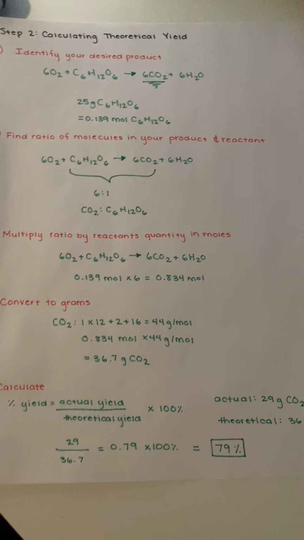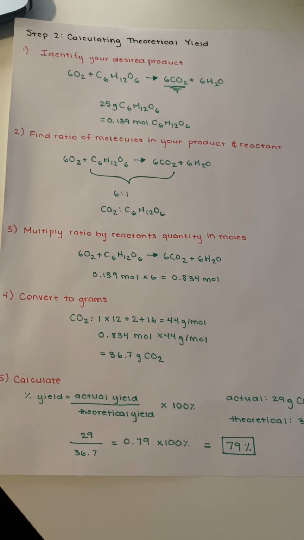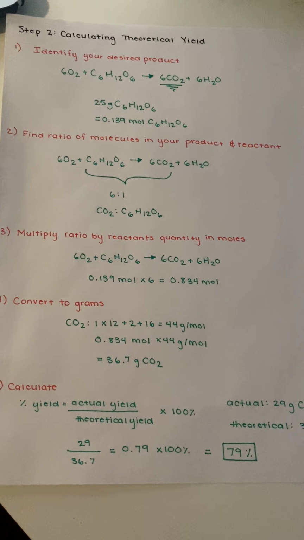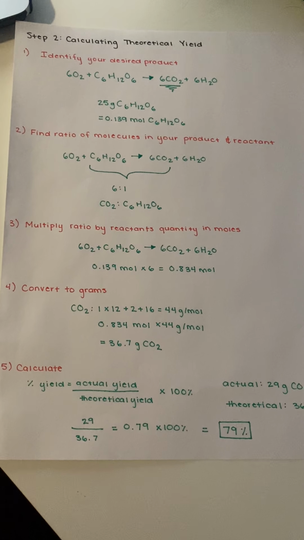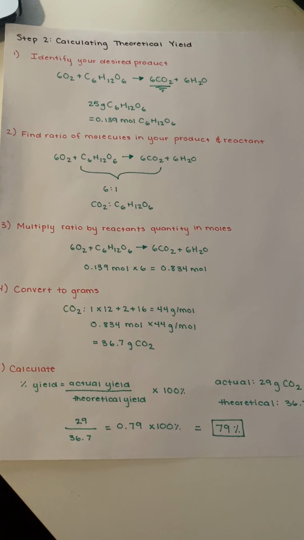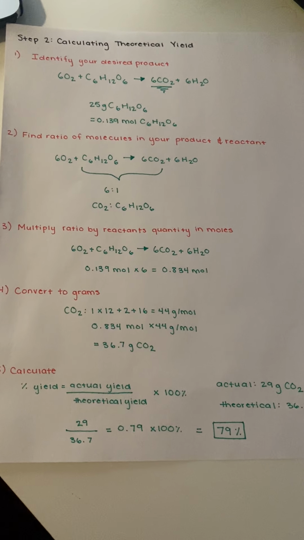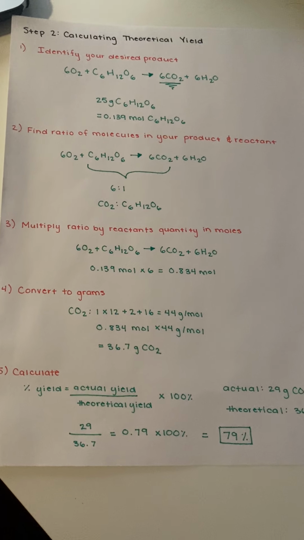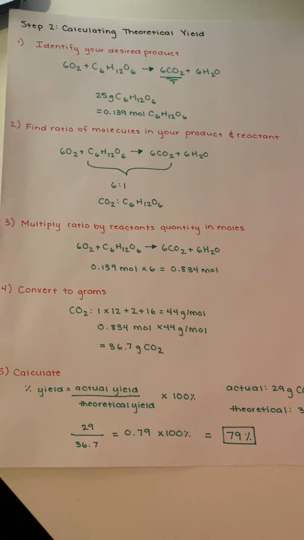So next, we need to multiply our ratio by the reactant's quantity in moles. So we started with 0.139 moles of glucose, and the ratio of carbon dioxide to glucose is 6. So our theoretical yield of the carbon dioxide is 0.139 moles of glucose times 6 moles carbon dioxide divided by mole of glucose. And we are left with 0.834 moles of our carbon dioxide.